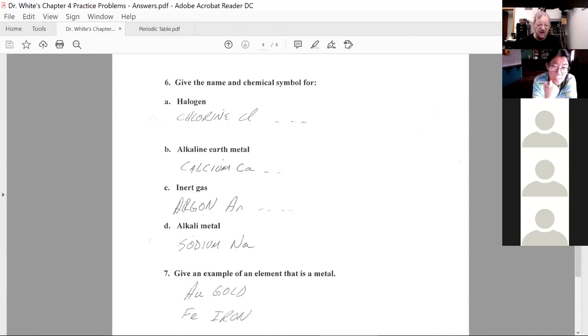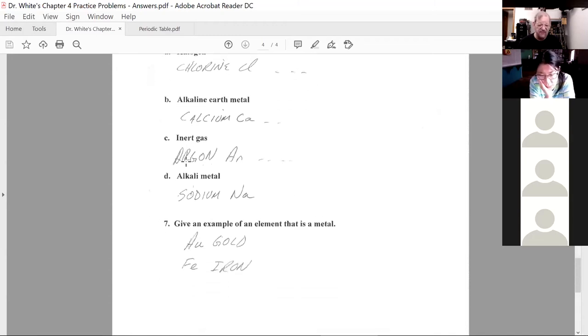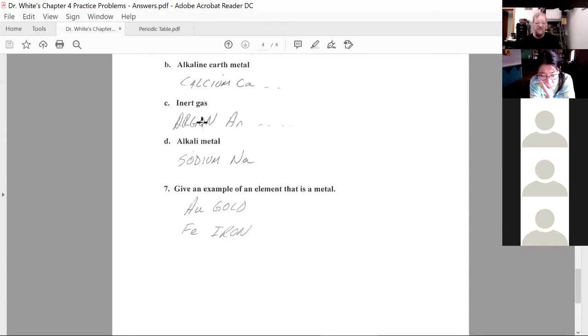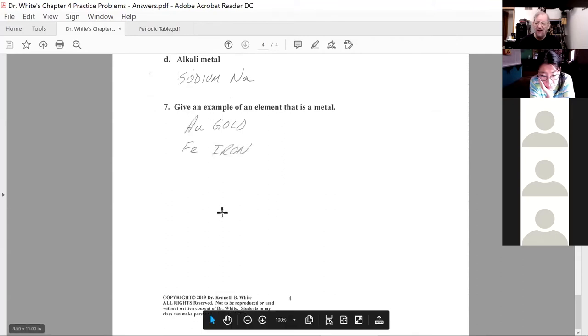Alkali metal, there are many choices here. One is sodium, another lithium, potassium. Give an example of a metal, gold, or you can put down iron, tin, copper. Those are all good examples.